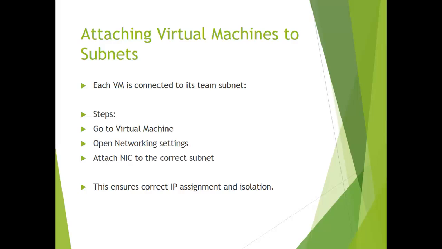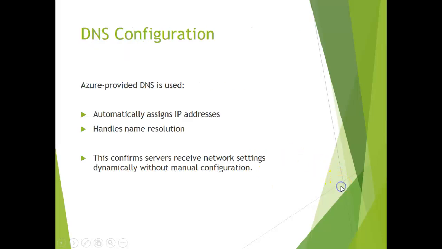So this is the step that I was describing, where once the virtual networks and subnets are created, each virtual machine will be associated with its corresponding subnet. The steps are here, as I said before, below. Go to the virtual machines, open network settings, and attach a NIC to the correct subnet.